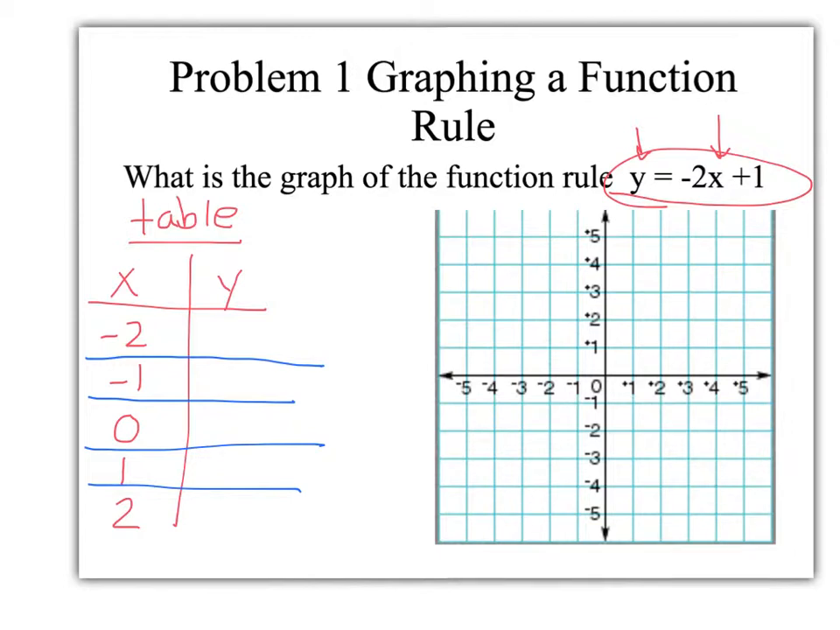Okay, so you take this function rule. It says y equals negative 2. So you're going to take negative 2 times your x value. Well, your x value is negative 2. And then you're going to add 1. Okay, so that equals negative 2 times negative 2 is positive 4 plus 1 equals 5. Okay, then you're going to repeat that for every single x value. So your equation is negative 2 times your x value, now negative 1, plus 1. So negative 2 times negative 1 is 3 plus 1 is 4. Okay, we're going to take negative 2 times 0 plus 1. Negative 2 times 0 is 0 plus 1 is 1.